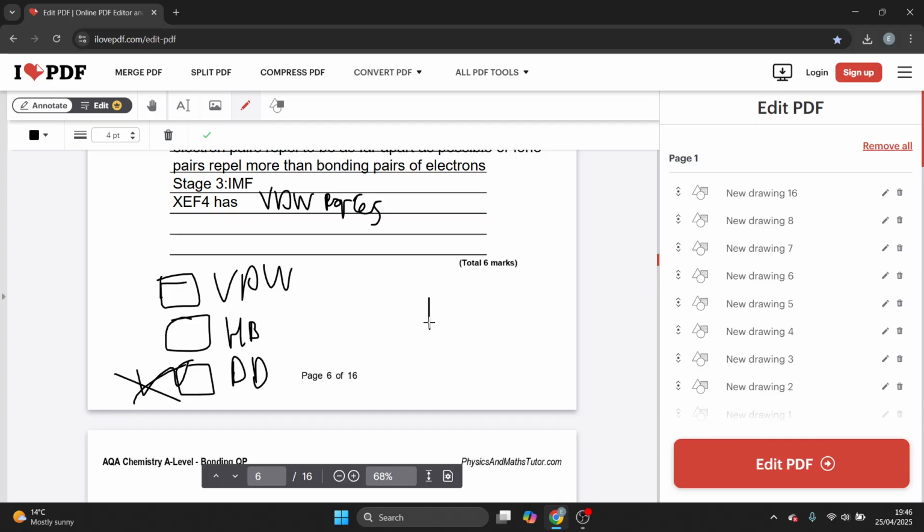Okay, PF3: P, F, F, F, and it's got a lone pair of electrons. What's it going to have? Well, it's definitely not hydrogen bonding. So I'm left with van der Waals and dipole. Can it be dipole forces? Yes, it's not completely symmetrical. But it also has van der Waals as well.